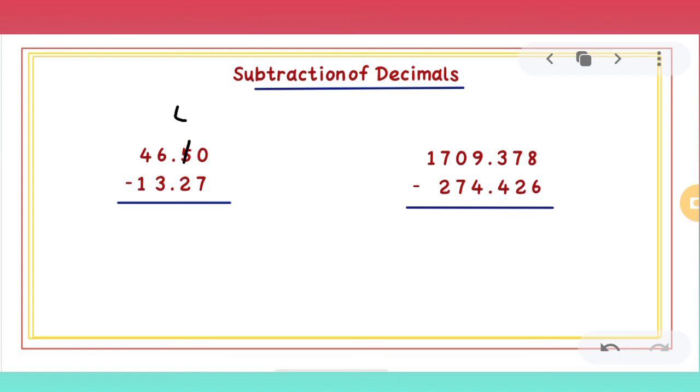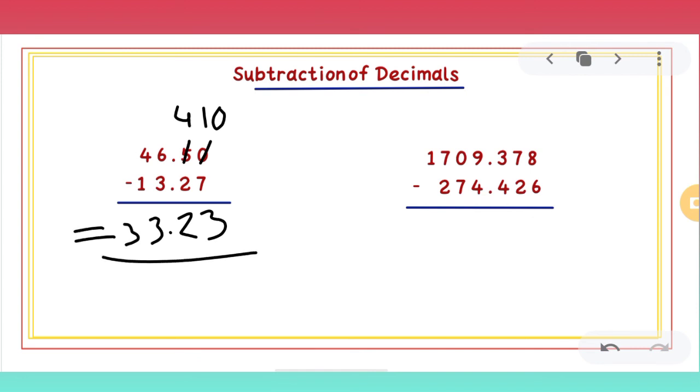5 will become 4 and 0 will become 10. And 10 minus 7 will be 3. 4 minus 2 will be 2. Decimal below decimal. 6 minus 3, 3. 4 minus 1 will be 3. So the answer will be 33.23.